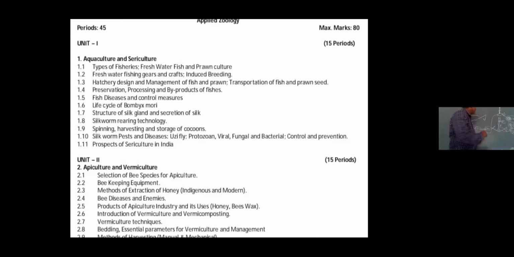Clostridium botulinum bacteria, you know very well. These bacteria release toxin onto the food, and that food is spoiled. That type of protozoal disease, bacterial disease, fungal disease, and viral disease we will discuss in fish diseases, along with the controlling measures.